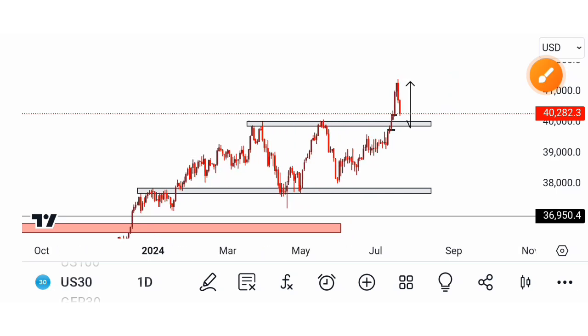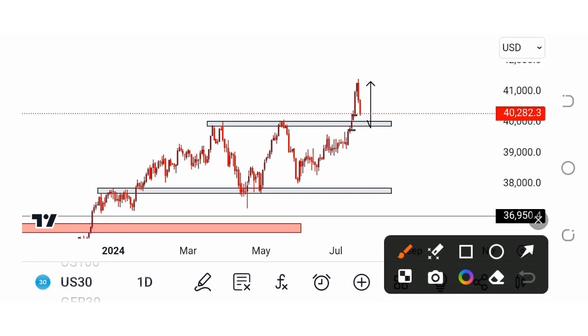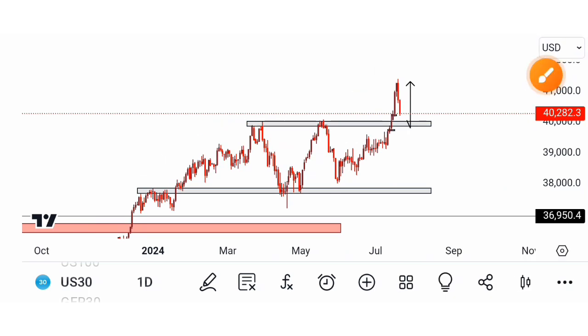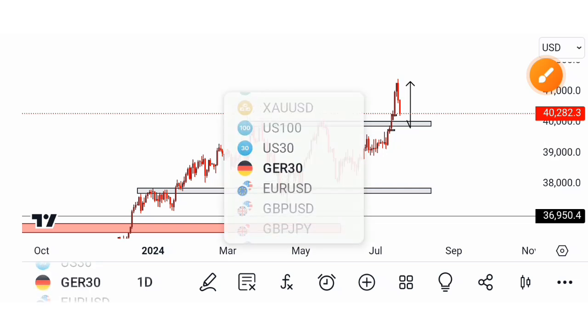Apart from that, man, I really don't see any other thing. The market is bullish for me at the moment, and it's simply because of this breakout here. So I'm still expecting a retest, and then this is where I want to buy this market all the way to the upside. Moving on to GER30, and I'm closing with this one.